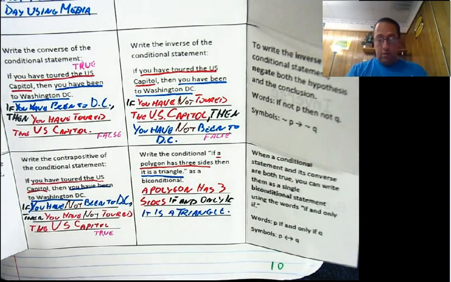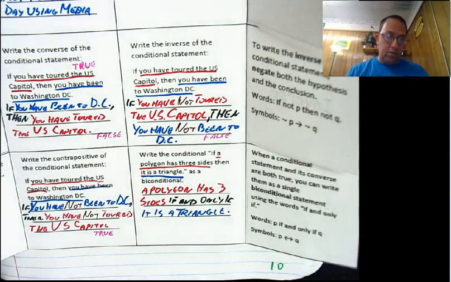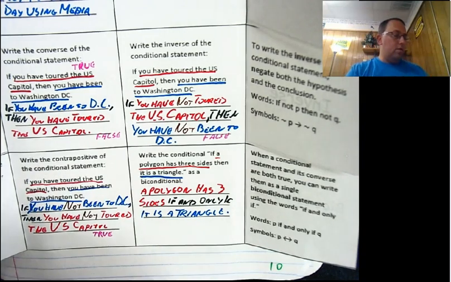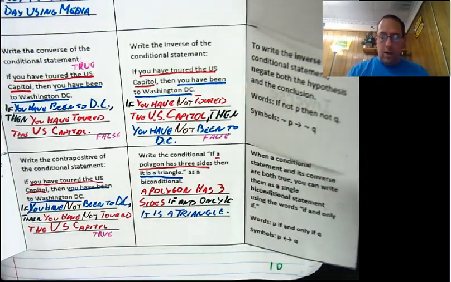I could flip it around. A polygon is a triangle if and only if it has three sides. And it still works, doesn't it? Yeah. So definitions, all definitions are going to be biconditional, and we can write them that way. All right?